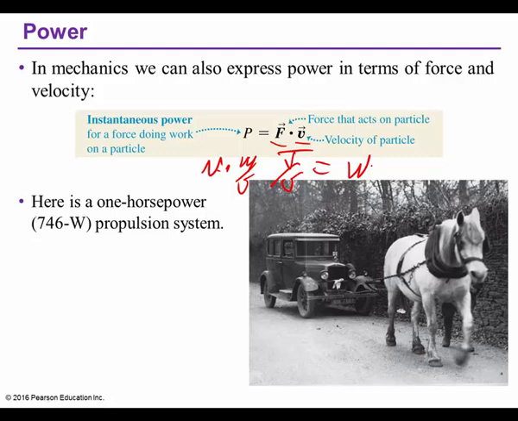So we don't have to have work. We can actually do it with force and velocity. So there are your two equations for power: work divided by the time, or force times velocity.